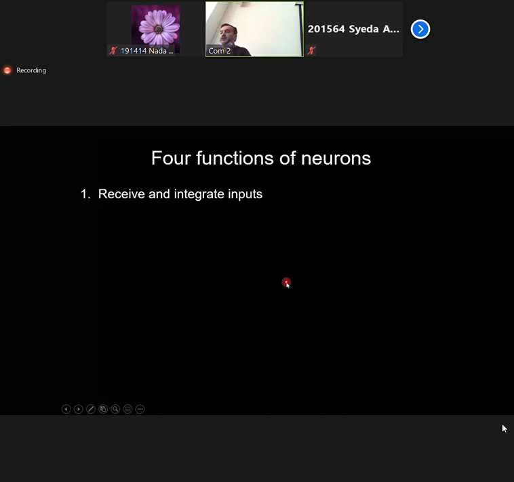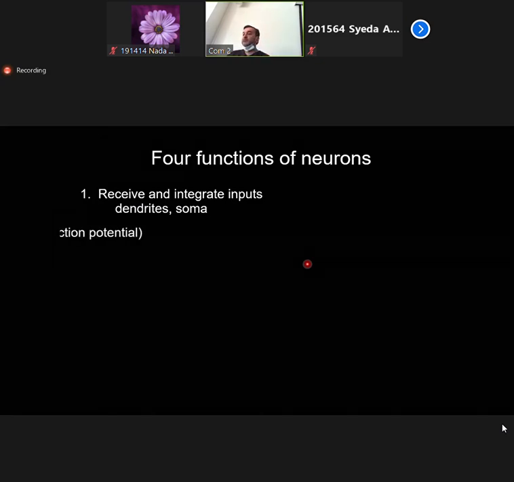There are four functions of a neuron. So they receive and integrate inputs from the different other neurons, and that is basically done in the cell body of the neurons. So dendrites receive it. The cell body of the neurons is going to integrate these inputs.